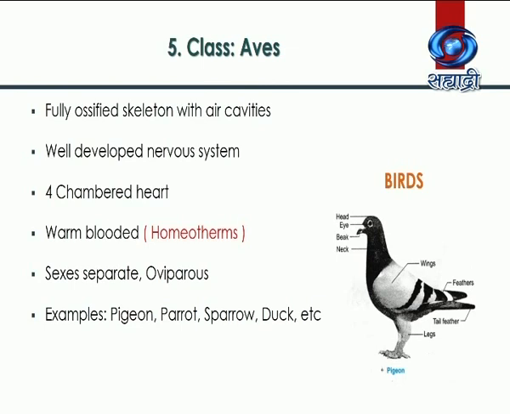Heart is four-chambered. These members are warm-blooded or homeotherms. That means they can maintain their body temperature by regulating their metabolic activities. Sexes are separate and the members are oviparous. Pigeon, parrot, sparrow, duck are the representatives of this group.